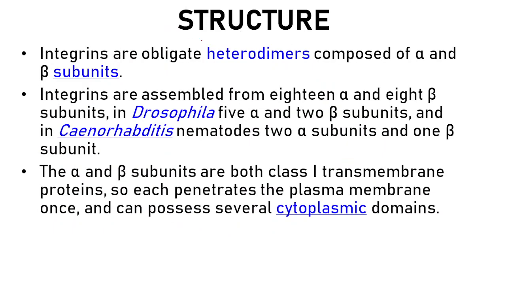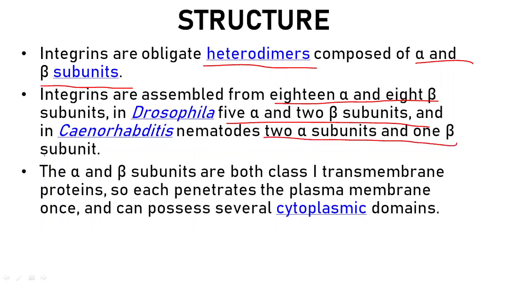Then next we are discussing the structure of the integrins. Integrins are obligate heterodimers composed of alpha and beta subunits. Integrins are assembled from 18 alpha and 8 beta subunits in man. In Drosophila, 5 alpha and 2 beta subunits. And in Caenorhabditis nematodes, 2 alpha subunits and 1 beta subunit.